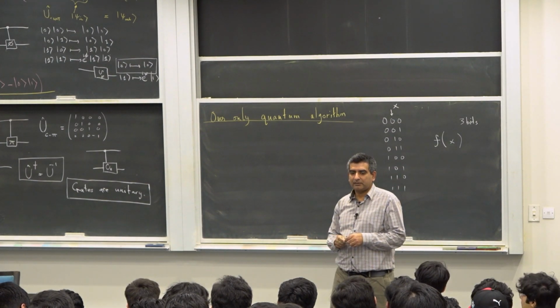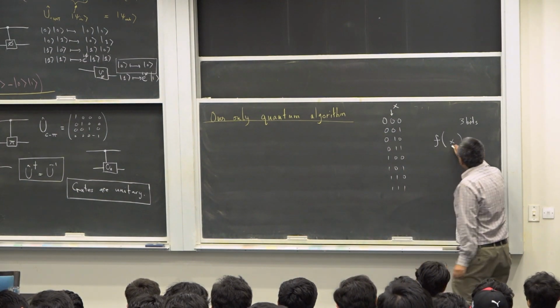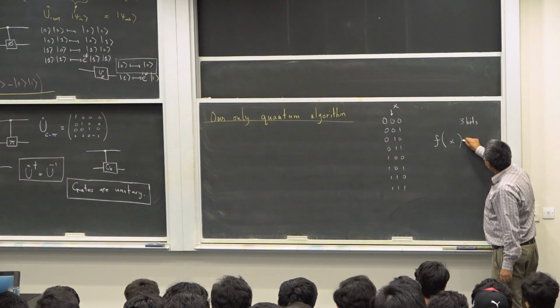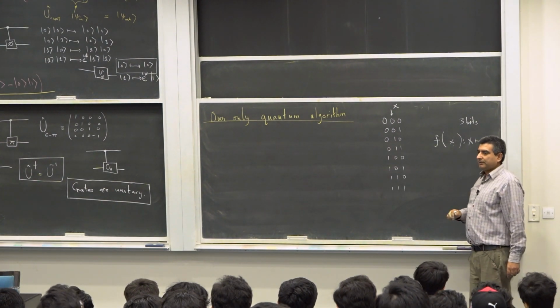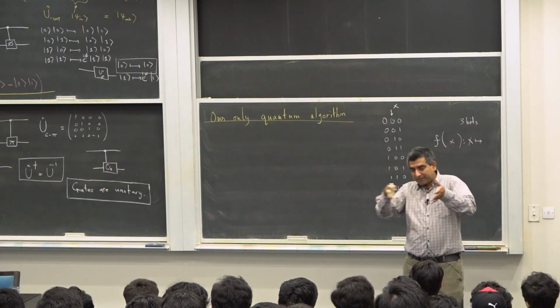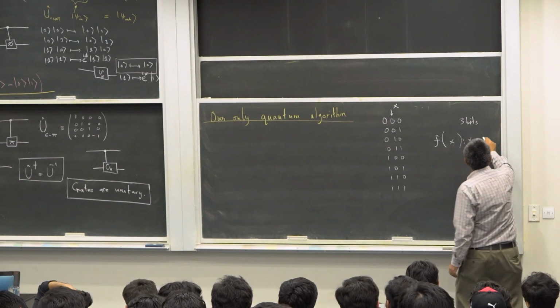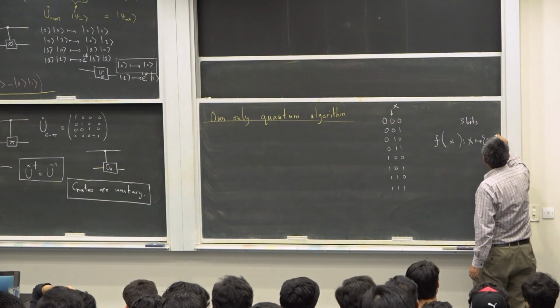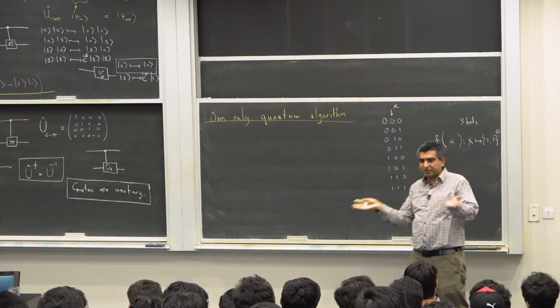That's also why it's not reversible, right? Yeah, it's not reversible. So the function f takes x, which is a 3-bit string, and gives you 0 or 1. So it gives you either 0 or 1, just one of these bits at a time. This is what the function does.